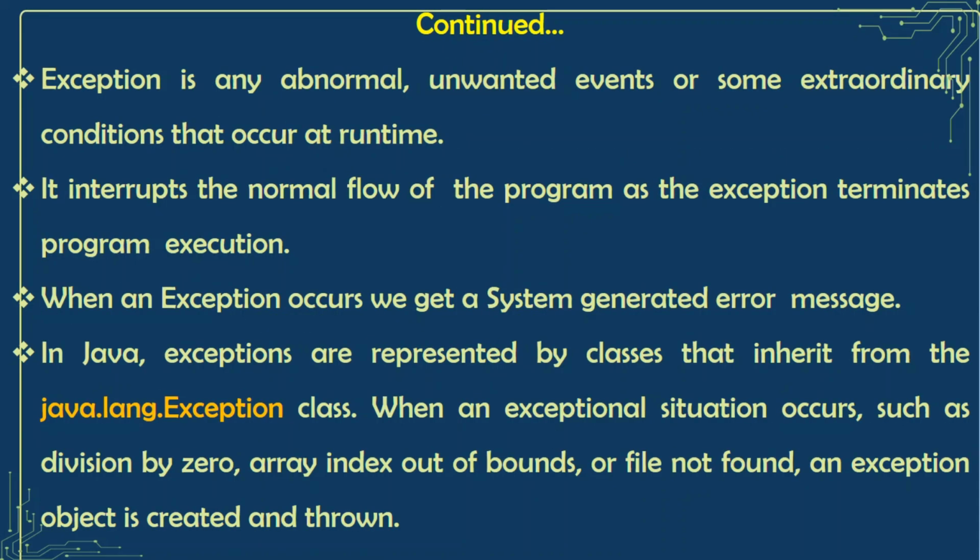So an exception is any abnormal or unwanted event or some extraordinary condition that occurs at runtime. It interrupts the normal flow of execution of the program, and the exception is going to terminate or halt the program. When an exception occurs in our Java program, a system-generated error will be displayed in our console. In Java, exceptions are represented by a class that inherits from the java.lang.Exception class. So when an exceptional situation occurs, such as division by zero, array index out-of-bounds exception, or file not found exception, an exception object will be created automatically, and so on.